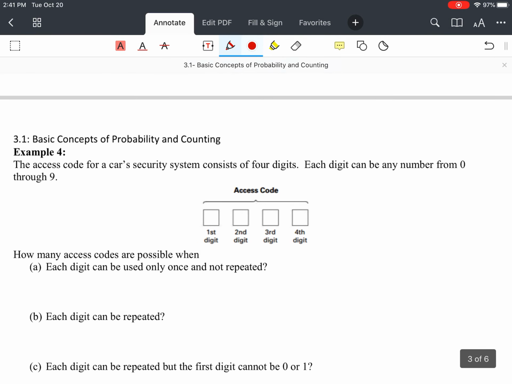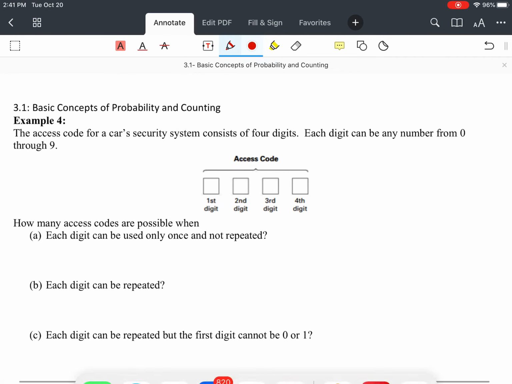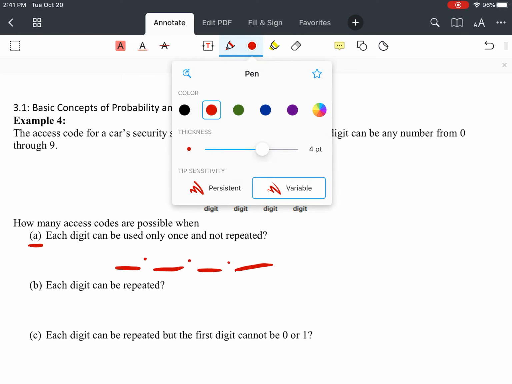All right, so what if we're talking about a combination? It says the access code for the car's security system consists of 4 digits. Each digit can be any number from 0 through 9. How many codes are possible when, part A, each digit can be used only once and not repeated? Okay, so what I would do on this is start by saying, well, we have 4 digits. So I'm going to say some number times some number times some number times some number.